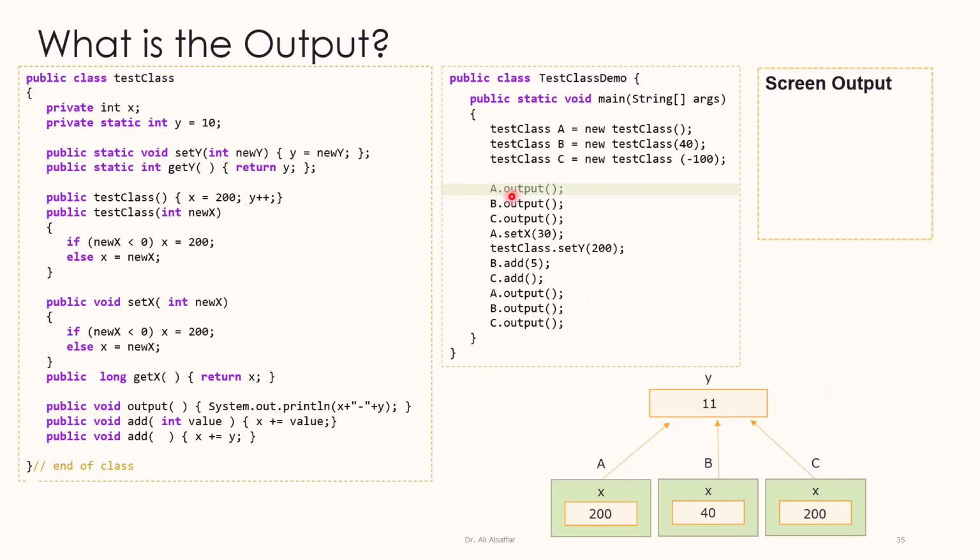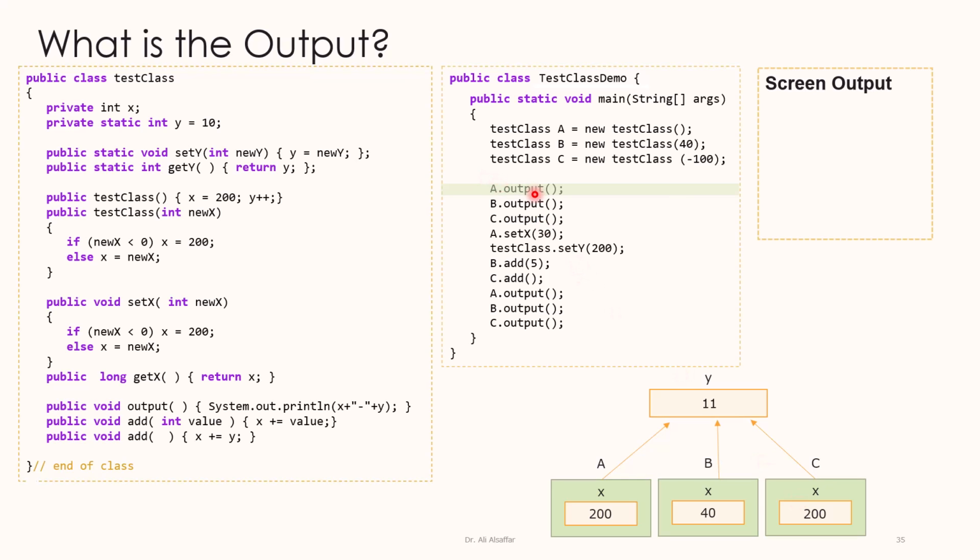When we reach this line, 3 objects have been created, and this is the picture of the current state for each object. For object A, the value of its instance variable x is equal to 200. For object B, its instance variable x is equal to 40. And for object C, its instance variable x is equal to 200.